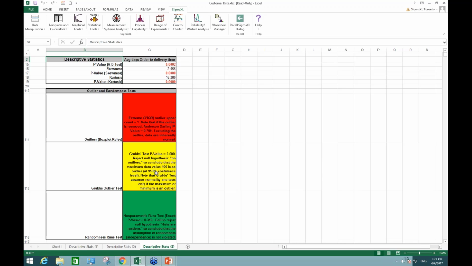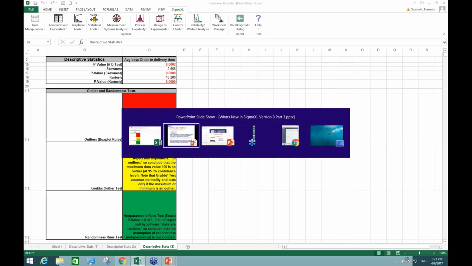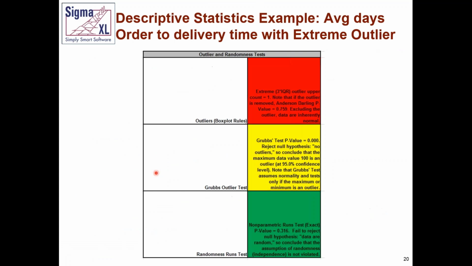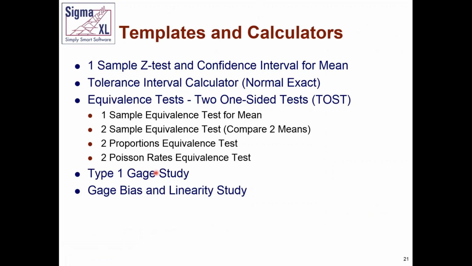Of course, you would want to complement this with graphical analyses like box plots and run charts. And that concludes this section on the new features in the descriptive statistics. So now I will go back and introduce the templates and calculators.